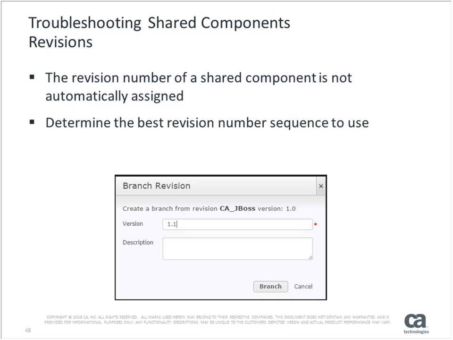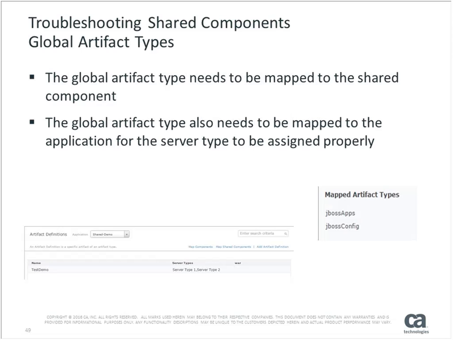Well, you need to determine what will be the best revision number for you to use. In my example, I'm using version 1.0, but if I do a minor revision, obviously I'm going to go to 1.1 with a nice description and create a branch associated with that. But you determine what will be the best sequence for you to use. If it is a major revision, where you're changing the complete flow of the share component, then at that point you will make it a 2.0.